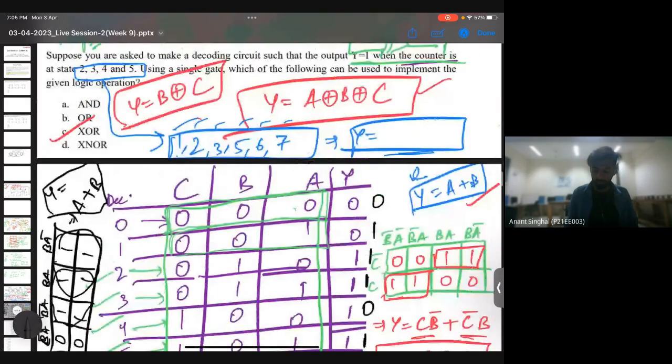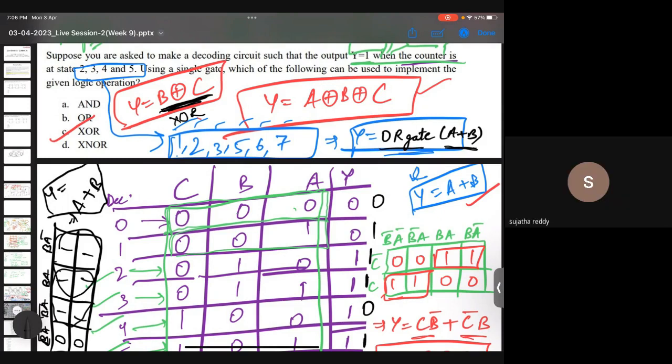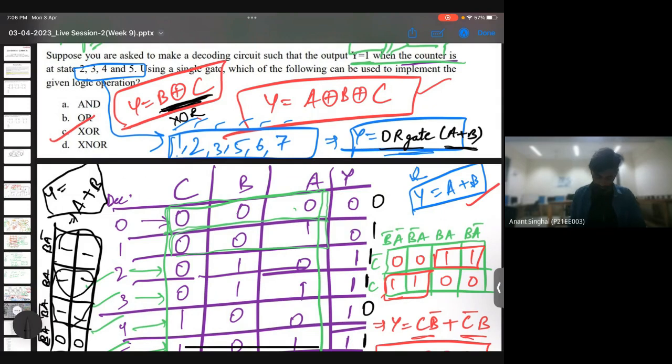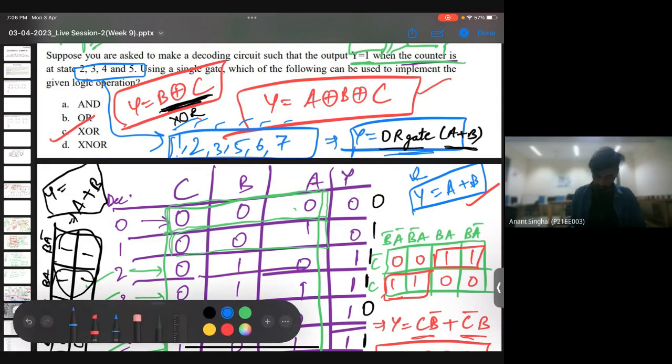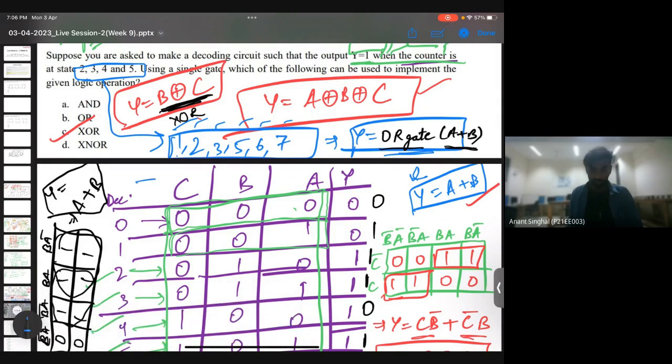So the correct answer to this question will be the OR gate, A plus B. I hope the doubt is clear for the previous problem now. Since we are getting something in terms of B and C, we are writing the answer as XOR gate. Here we are getting something in terms of A and B, still we are writing the answer as OR gate. Is it clear now? Yes, sir. Okay, fine. Maybe we can proceed to the next problem in 2 minutes.